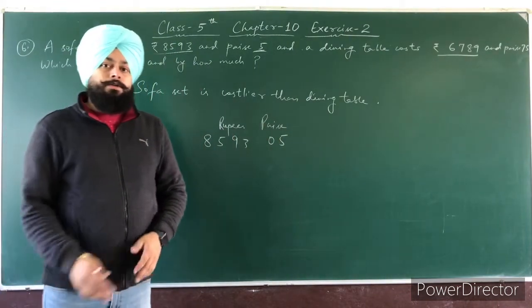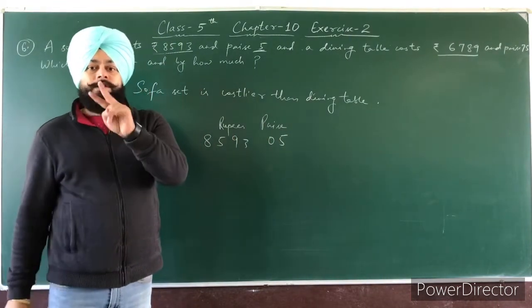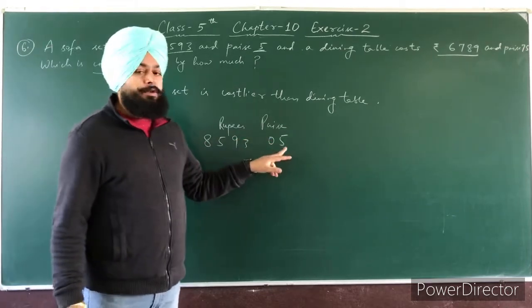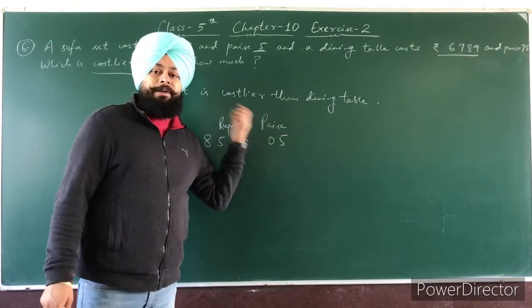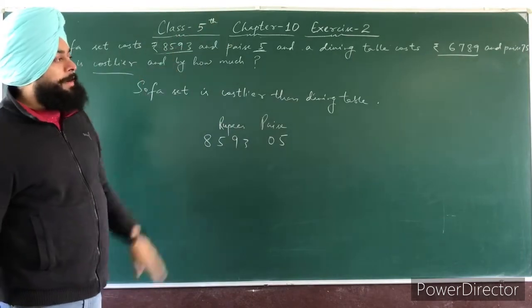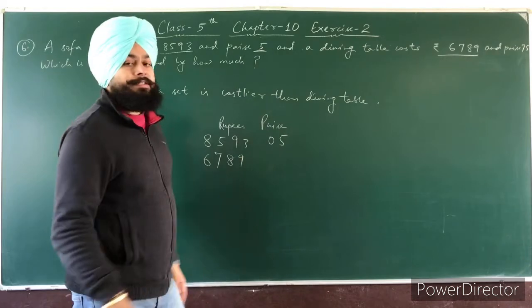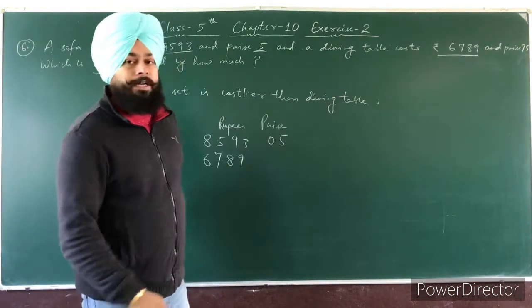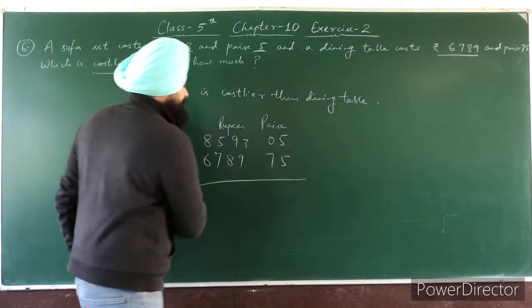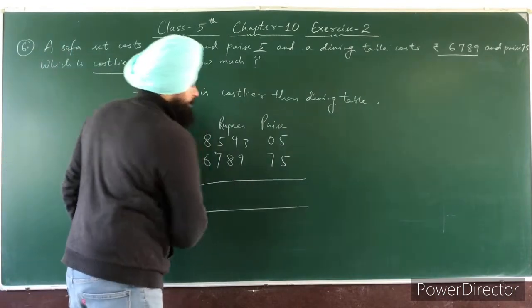Because in the paise column there are always 2 digits. So here you will write 05. It represents 5 paise. Now the cost of dining table is rupees 6,789 and how many paise? 75 paise. So write here 75. Now you will subtract this amount.